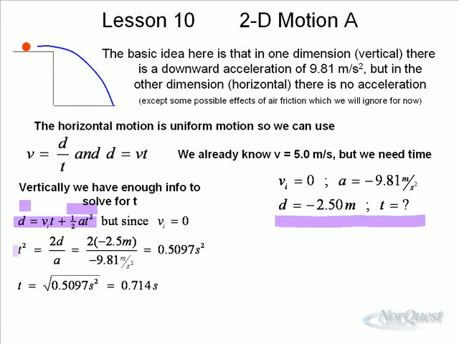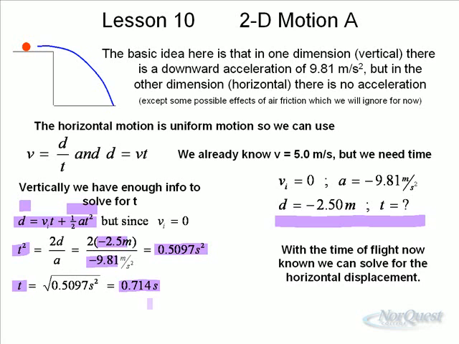And if we manipulate that for T squared, we get 2D over A. And this is the practice that you need to do, choosing the correct formula, manipulating that formula for your unknown. Then you just substitute. 2 times negative 2.5 divided by negative 9.81, that is A, and you get 0.5097 seconds squared. Remember, it's not seconds, seconds squared. To find T, you have to take the square root of that, and you get 0.714 seconds. That's the time of flight. And since it's the time of flight vertically, it's also the time of flight horizontally.